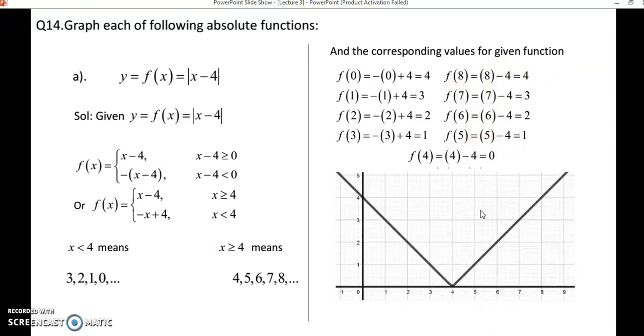Now let's plot the absolute value function. For the input 0, the output was 4. Means when the value of x was 0, the functional value, the output was 4. So here is the point. So let me take another point. When x was 1, value of y was 3. When x was 2, value of y was 2. Likewise, you can construct this modulus function.